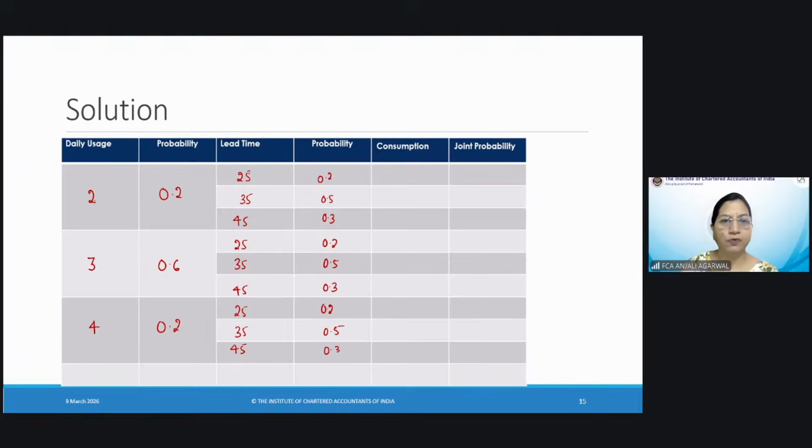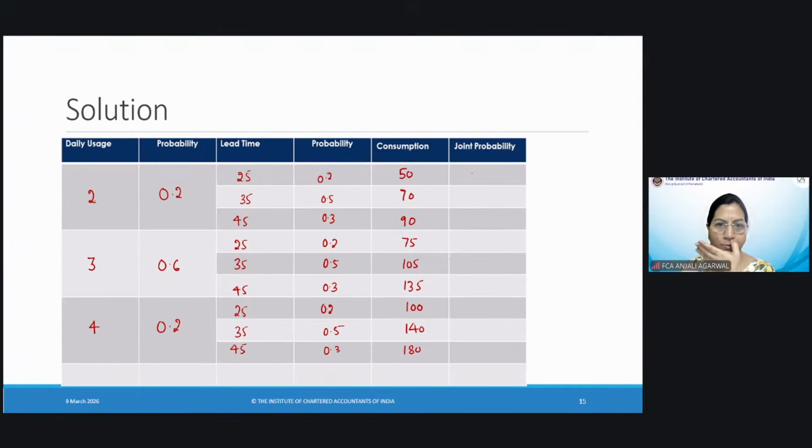So 2 into 25, consumption is 50, 70, 90. 3 into 25, 75, 105, 135. And 4 into 25, 100, 140, 180. And we will also write the joint probability of this.